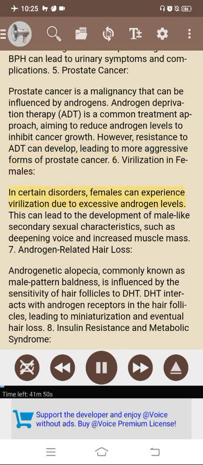6. Virilization in females. In certain disorders, females can experience virilization due to excessive androgen levels. This can lead to the development of male-like secondary sexual characteristics, such as deepening voice and increased muscle mass.